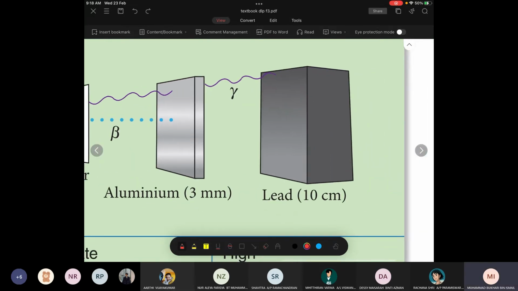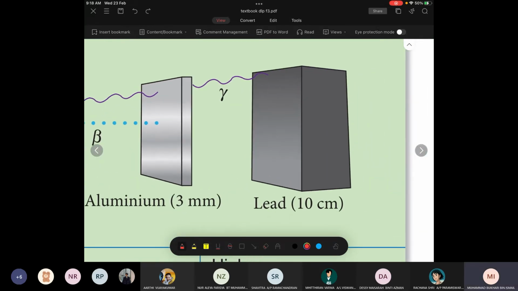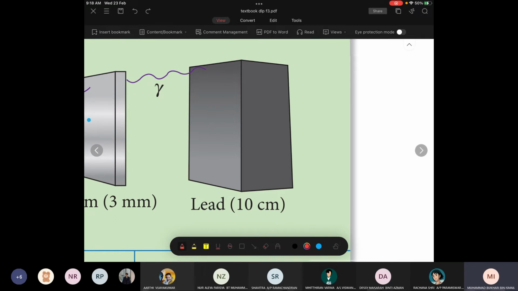And then the last one here is lead. Lead can stop gamma ray. So you cannot see any other types of radiation here, because all of them have been stopped. Gamma ray has the highest penetration power and can be stopped by lead. And the thickness of the lead should be around 10 centimeters and above.